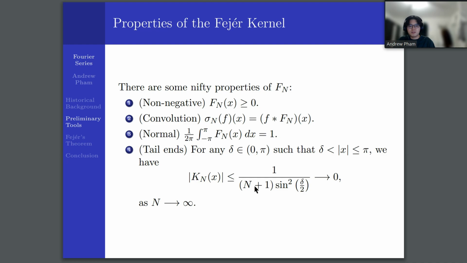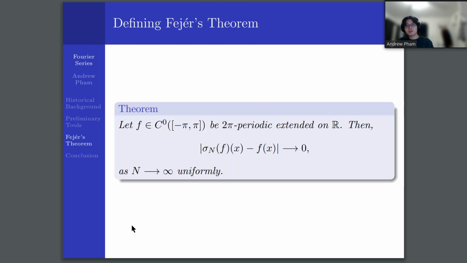And if we take n to infinity, it should be clear that this will converge to 0 as such. With that being said, let's get right into Fejér's theorem, which proves the uniform convergence of certain functions' Fourier series.